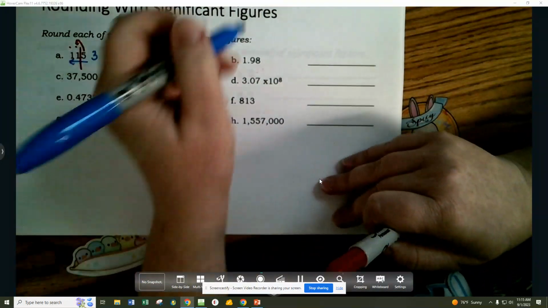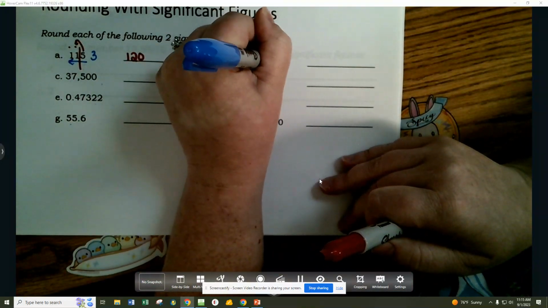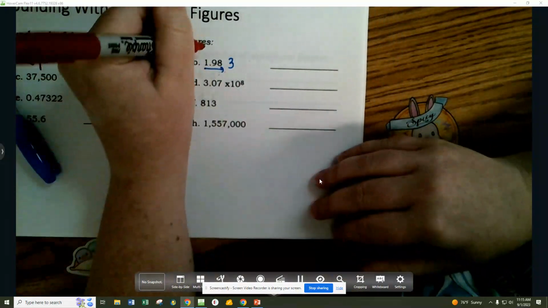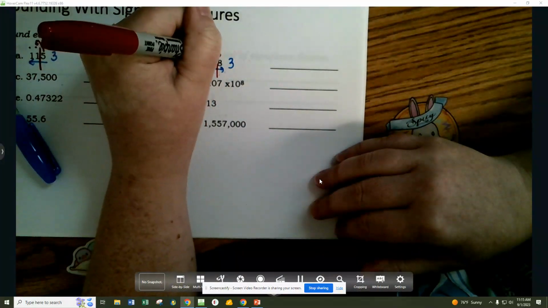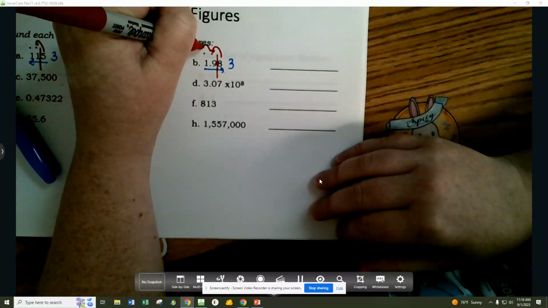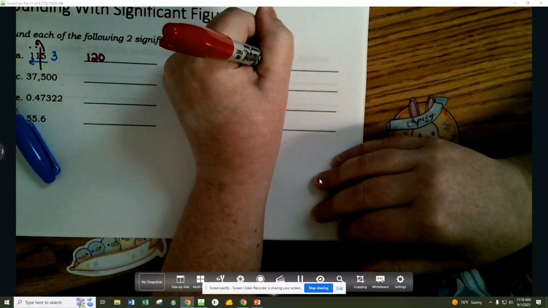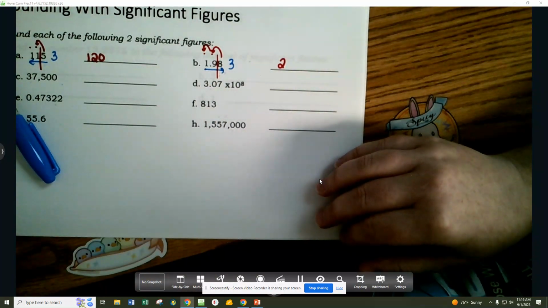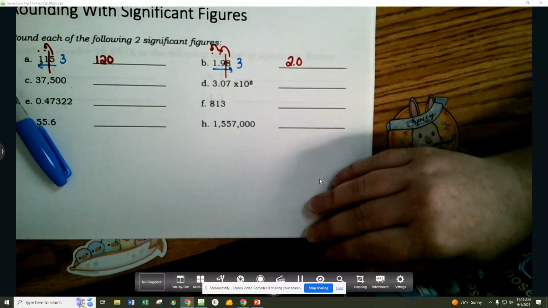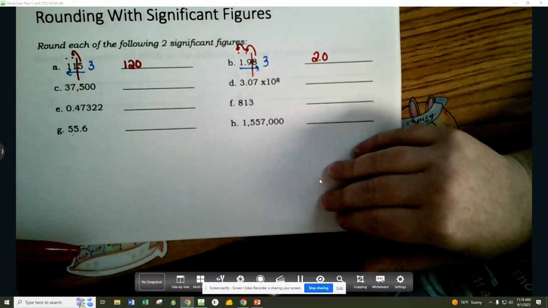In B, we use the Pacific rule. There's 3 sig figs total. Okay, we can keep the ones place and we can keep the tenths. We round. That 9 then rounds up this 1 to 2. But we need to give it a 2nd significant figure. So we add 0.0, and that will give us 2 significant figures.